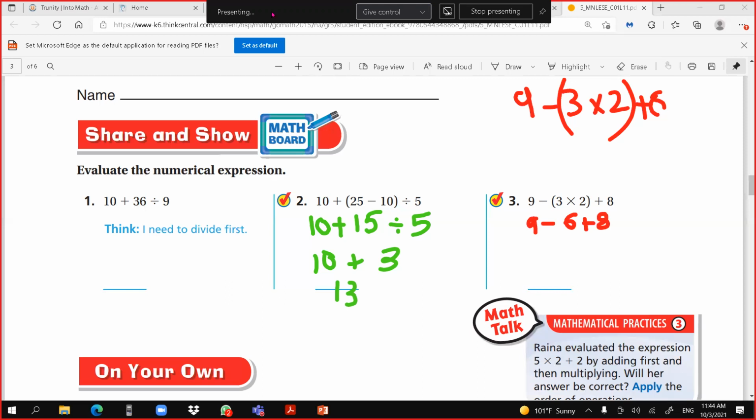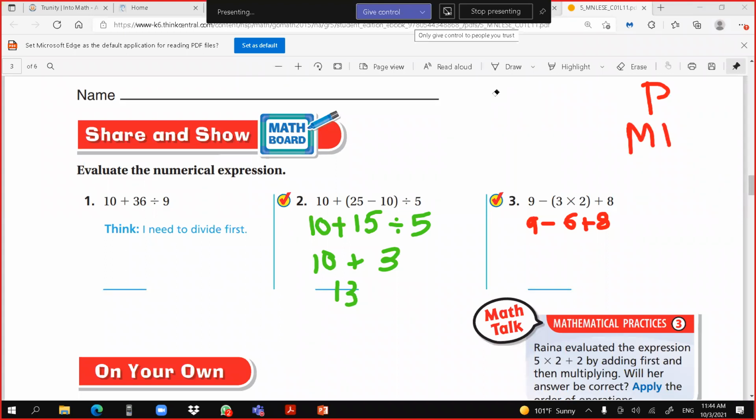Wait a minute, please. I want to tell you something. I told you the order: parenthesis first, then multiplication and division, then addition and subtraction. If you have addition and subtraction in the same line, start from the left. Because here we have addition and subtraction, you have to start from the left. They are on the same line, so they have the same priority.